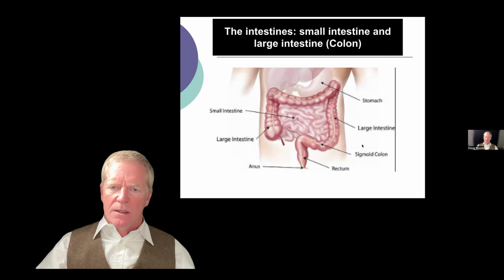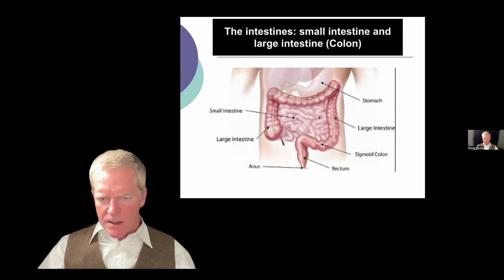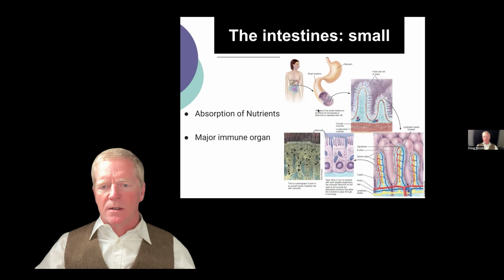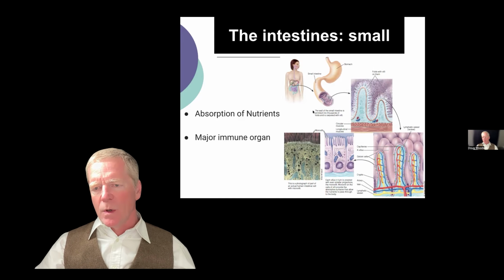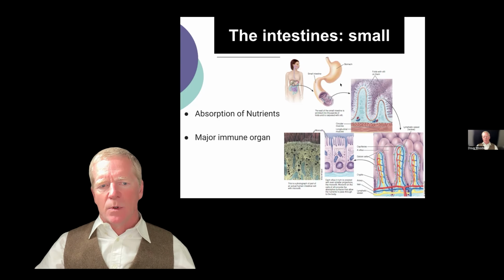The intestines are the next place where the chyme is released from the stomach into the small intestines, and then ultimately into the large intestine, the ascending, transverse, and descending colon. But these are the small intestines here in the middle. So food goes from the stomach into the small intestines. The small intestines are fascinating because they are one of the places where most of your nutrient absorption occurs.